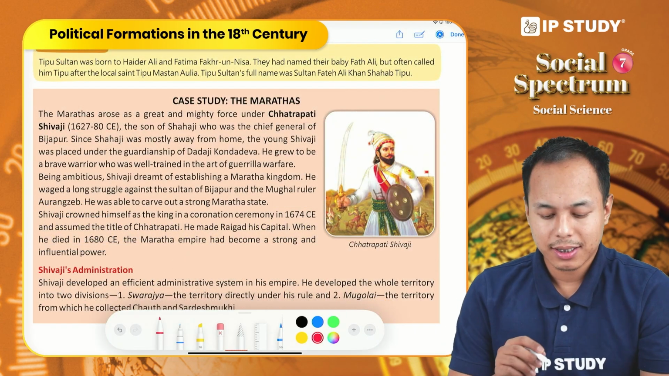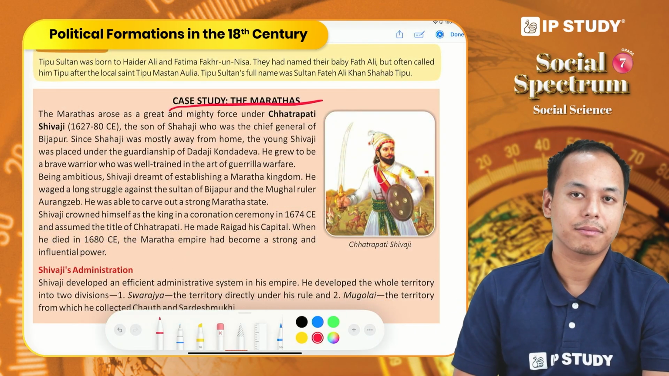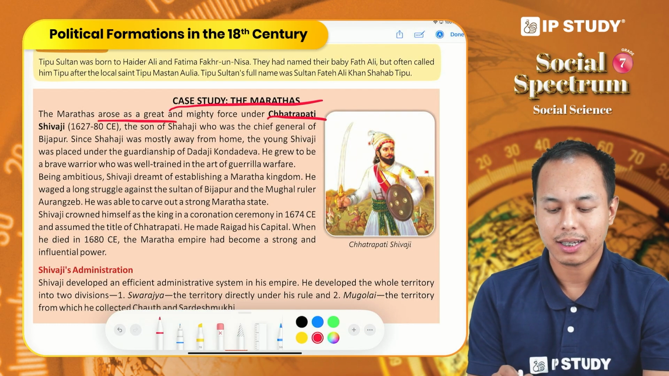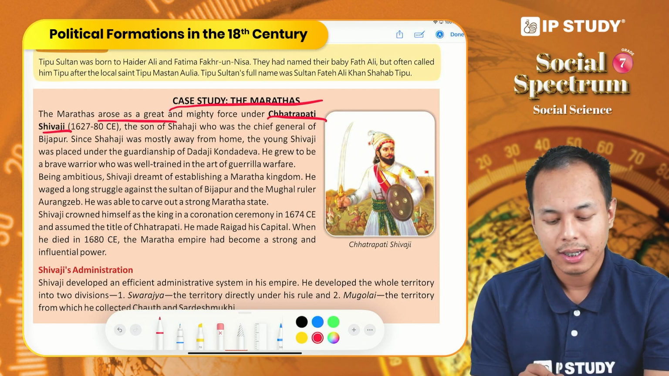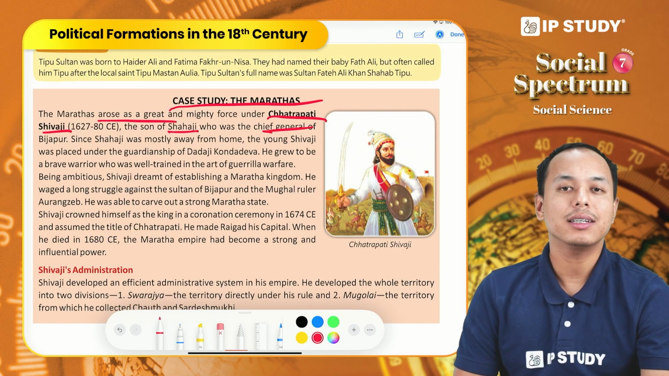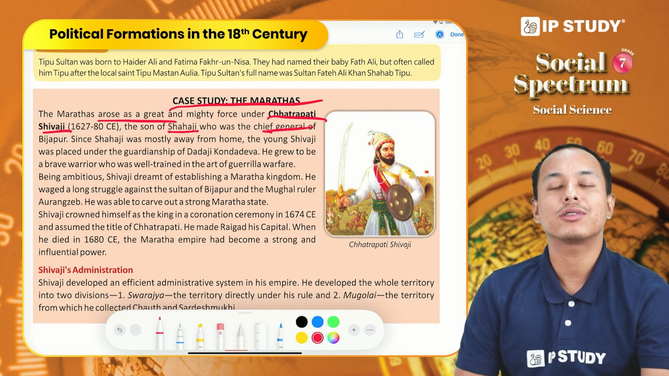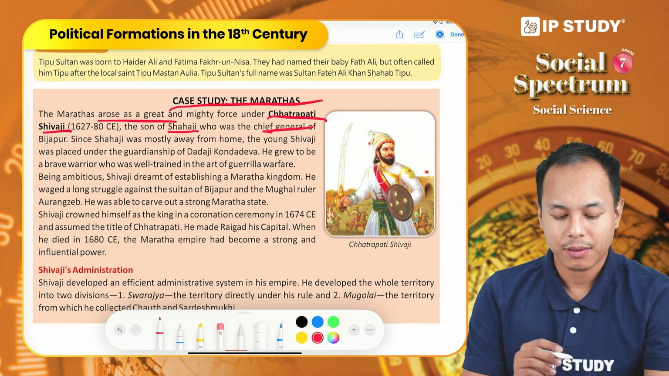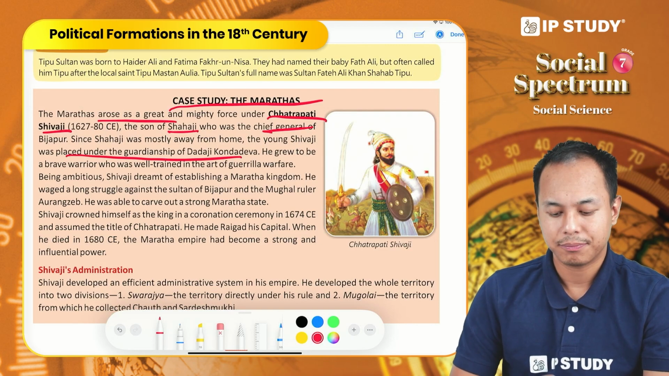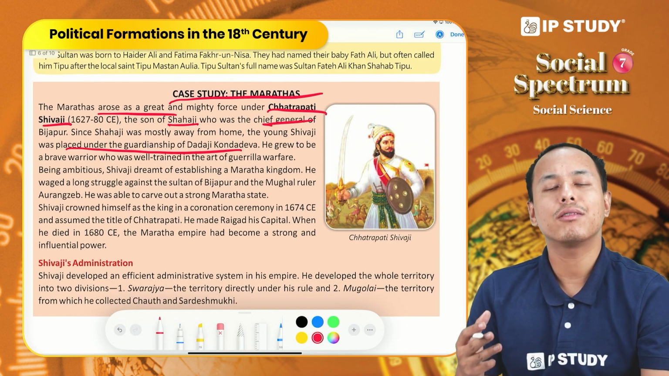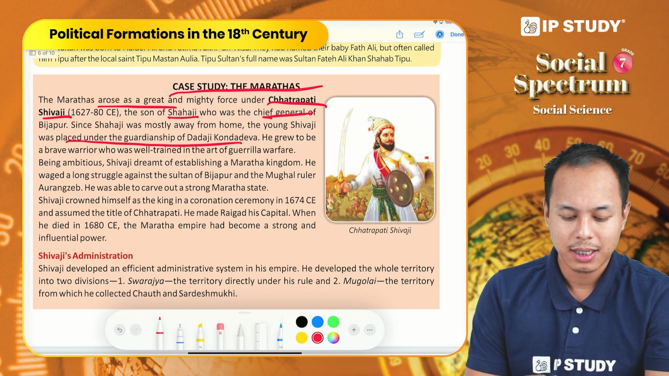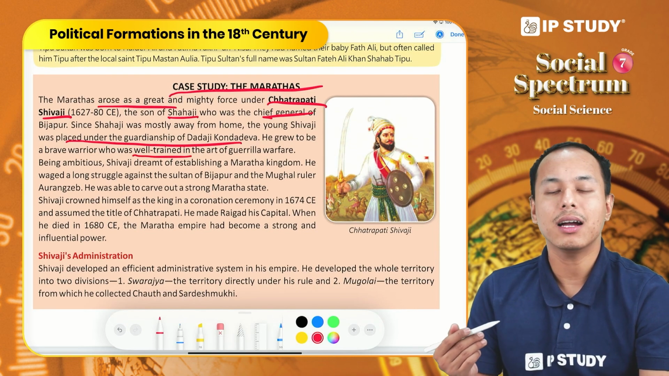Now, let us discuss the case study of the Marathas. The Marathas arose as a great and mighty force under Chhatrapati Shivaji. He was the son of Sahaji, who was the chief general of Bijapur. Since Sahaji, the father of Shivaji, was mostly away from home, Shivaji was placed under the guardianship of Dadaji Konda Deva. Thus, Shivaji grew up to become a very brave and courageous warrior, and he was also trained in the art of guerrilla warfare.